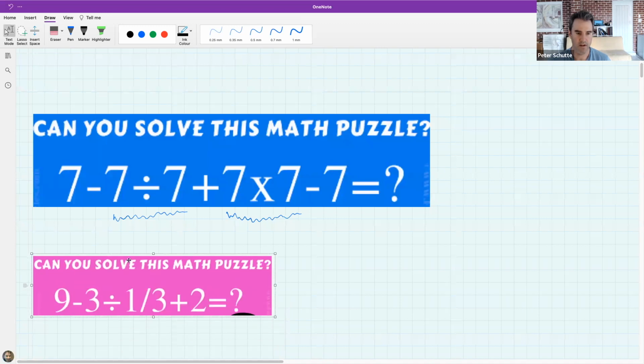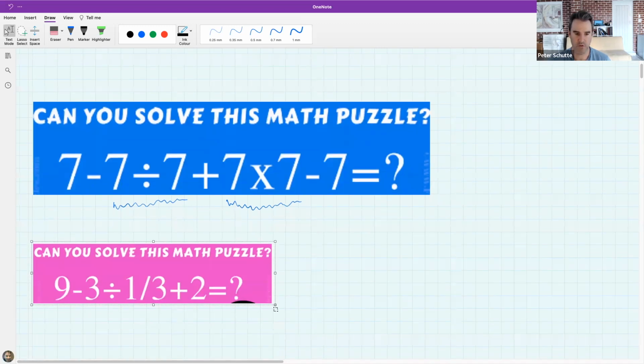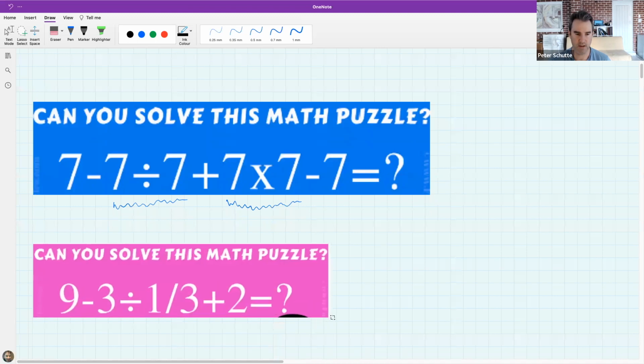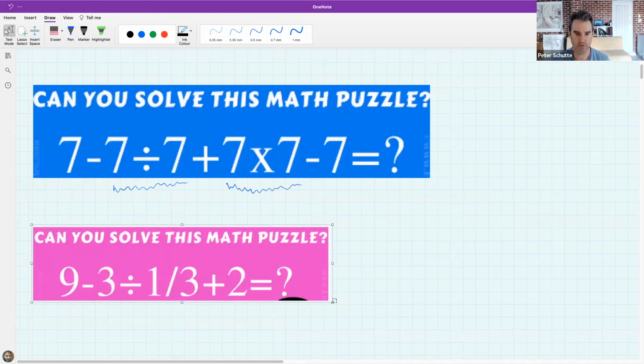I can see quite a few students have got an answer for question 1. Here is a second puzzle for today.